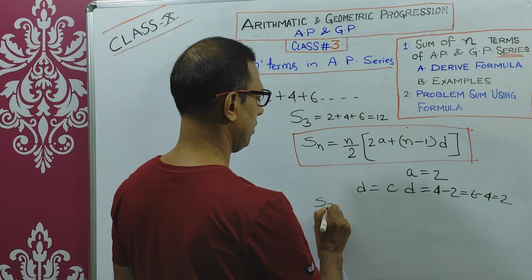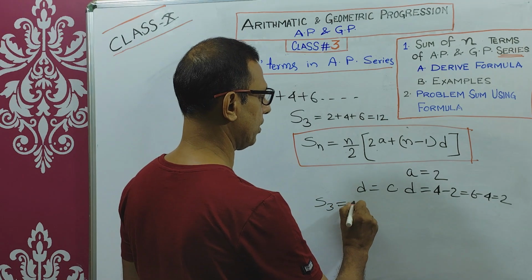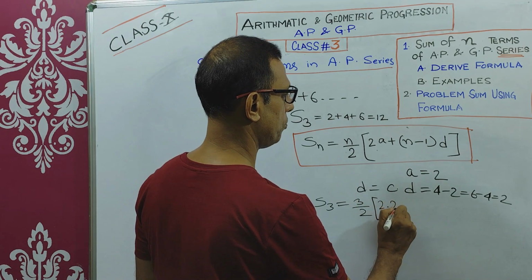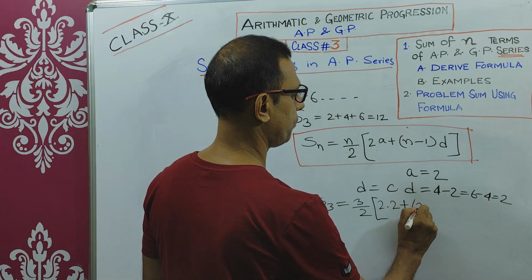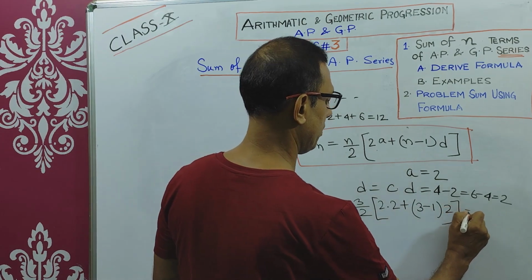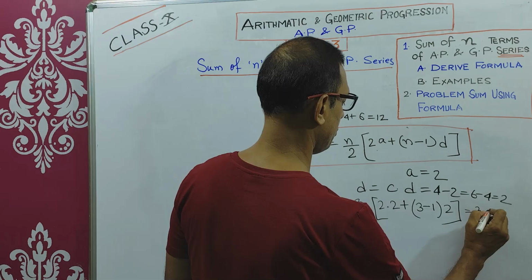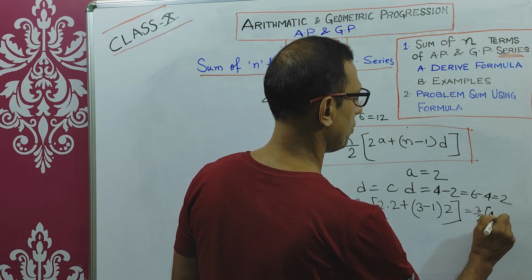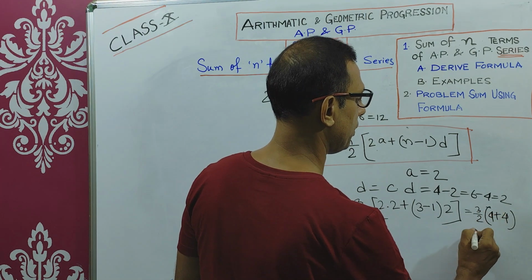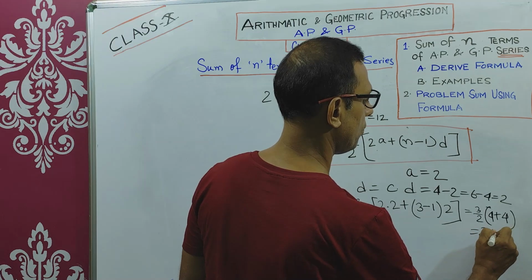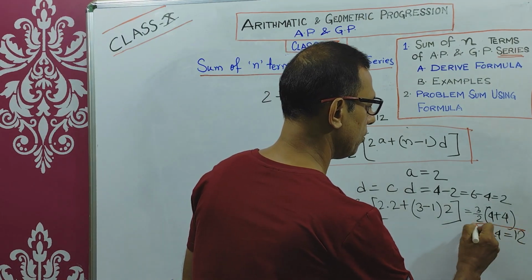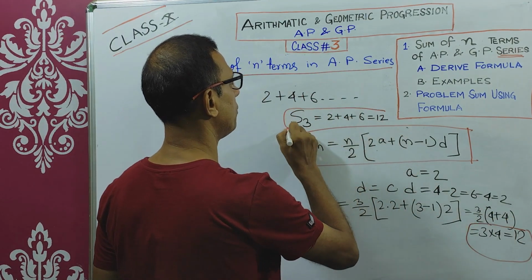So S3 equals n by 2, for the first three terms. So 3 by 2 into 2 into a, which is 2, plus 3 minus 1, that is n minus 1, into d, which is 2. So what is this value? This is 3 by 2 into 4 plus 3 minus 1 is 2, 2 into 2 is 4. So 3 by 2 into 8, that means 3 into 4 equals 12. So you got 12 from the formula, and here manually you also got 12.